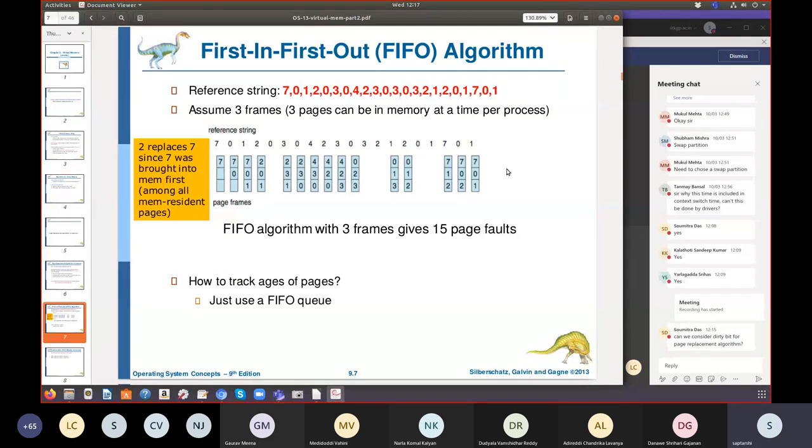I leave it to you as a task to complete this example mentally, and then you will see that we get 15 page faults in total. And of course, you might ask how to track the ages of pages. You can just use a FIFO queue. You just need to remember which page was brought before the others, and that has to be replaced. If any questions, ask, because unless you understand this, the next discussions would be problematic.